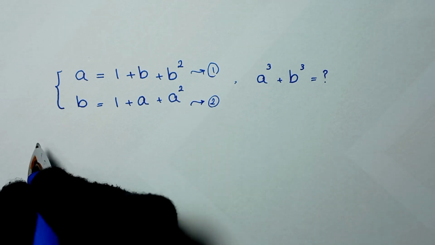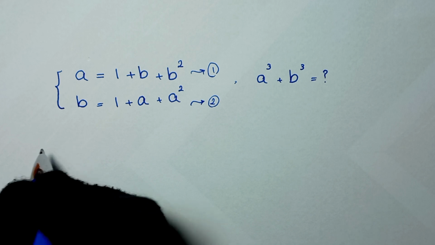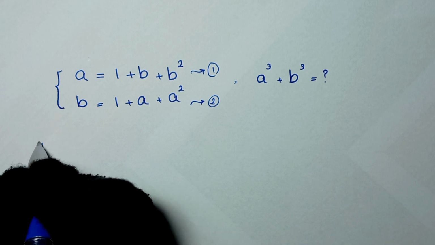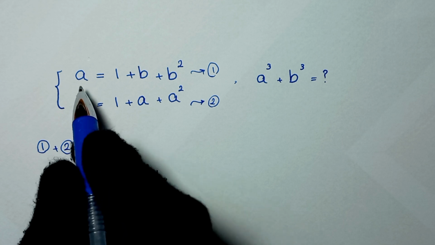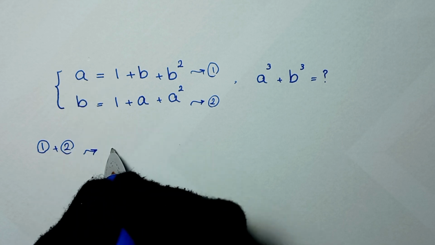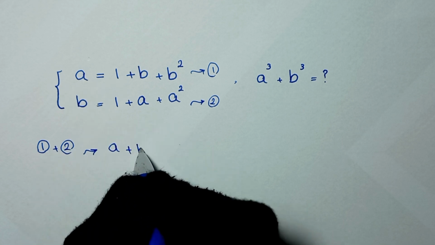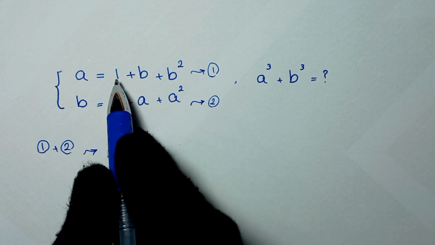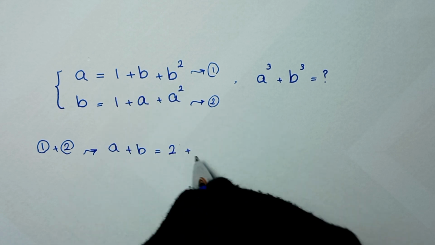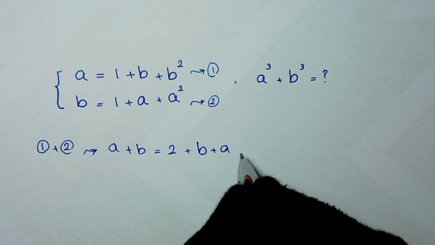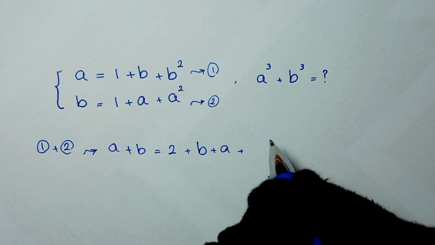By adding equation 1 and 2 together, we have equation 1 plus equation 2. We have a plus b is equal to, in this side, 1 plus 1 is 2, and b plus a, and b square plus a square.